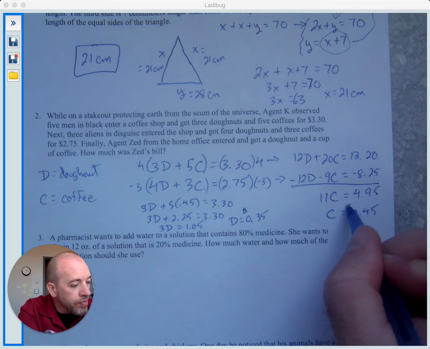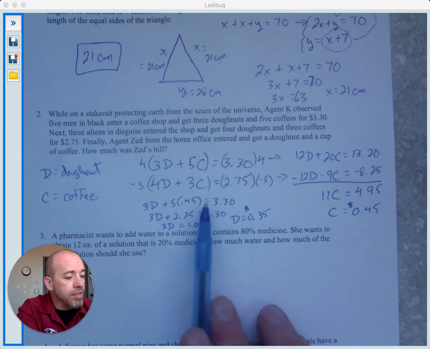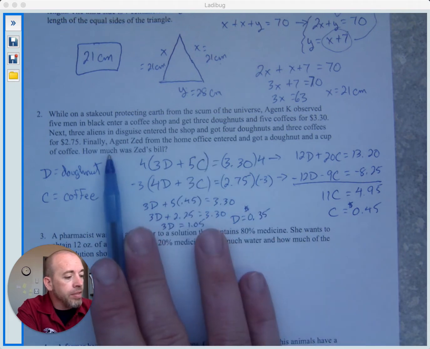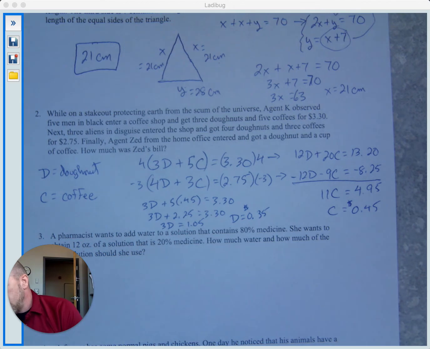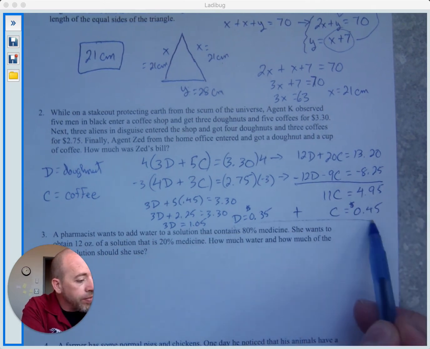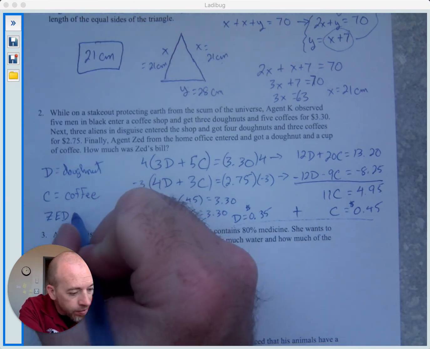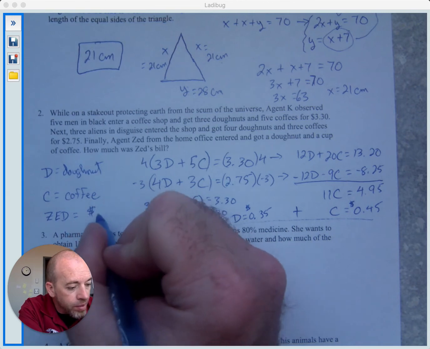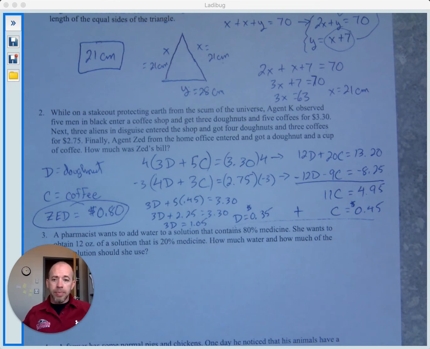Coffee costs 45 cents. So, answer the question. Agent Z bought a donut and a cup of coffee. So we just have to add those 2 together to figure out his bill. So 0.35 plus 0.45 gives us 80 cents, right? We add these 2 together, and Z's bill was 80 cents. Alright, so there's a good example application that used elimination.